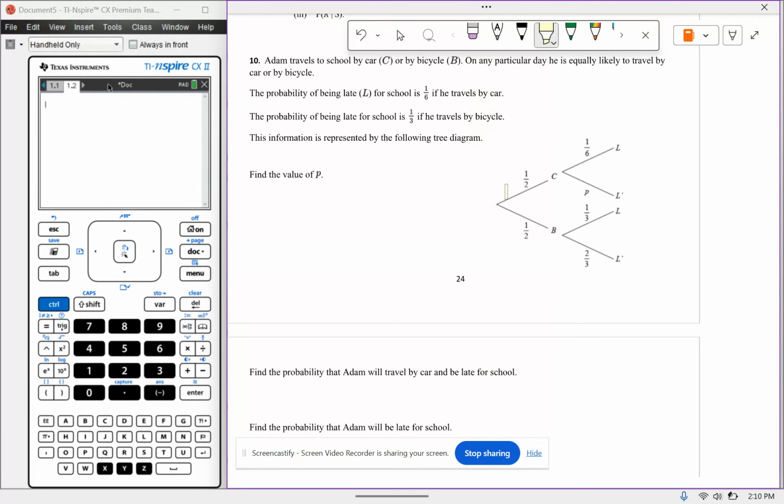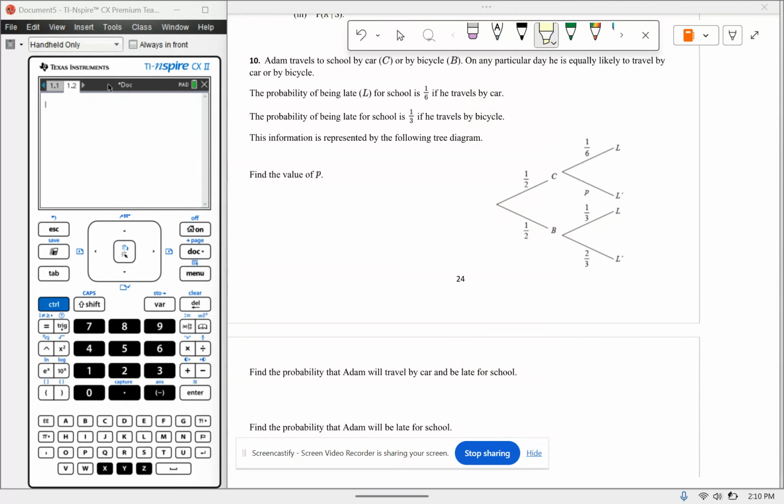Look how they fill that out. Travels by car, probability of being late, 1/6. That's where it went. I'm on freeze. Sorry. Okay. The probability of being late for school is 1/3 if he travels by bicycle. Bicycle, late, 1/3. There you go.